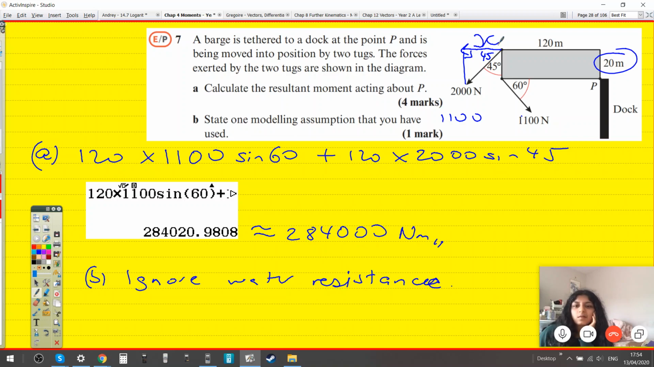2000 sine 45. No, cos 45. Is it the square root of 2000? Why would it be square root? If that's 2000, and that's like Pythagoras, x squared plus x squared. Oh, yeah. So square root of 2000.